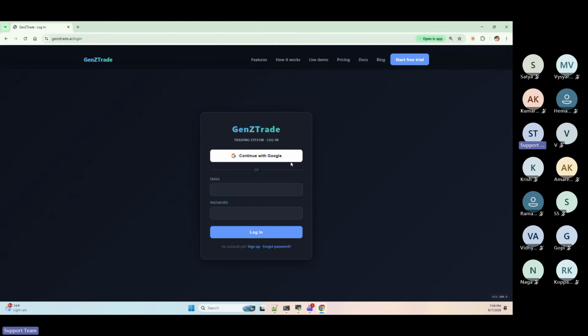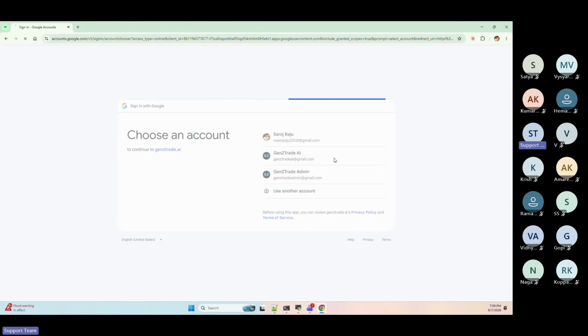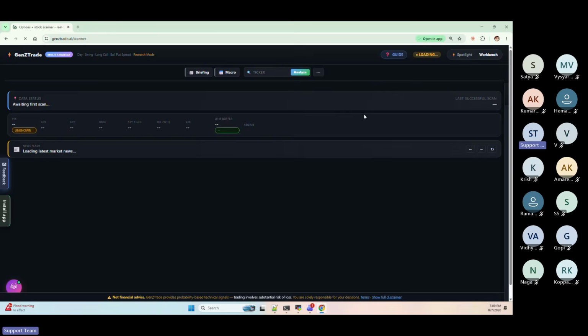The login section is tied to your Google. You can put your username and password. You can sign up, and whatever username and password you used for the sign up, you can use that, or you can just continue with Google, and that will let you into the system.